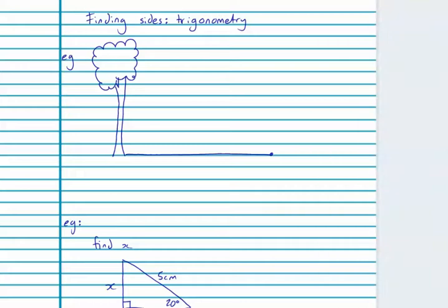Finding sides with trigonometry. Previously we learned that every single right-angled triangle with the same angles has matching ratio of sides. So it wouldn't matter how many times I drew exactly similar triangles. If they were indeed exactly similar and their angles were the same and they're all right-angled triangles, then when I did opposite over adjacent, for example, we discovered that if they're similar triangles, I'll always get the same ratio.